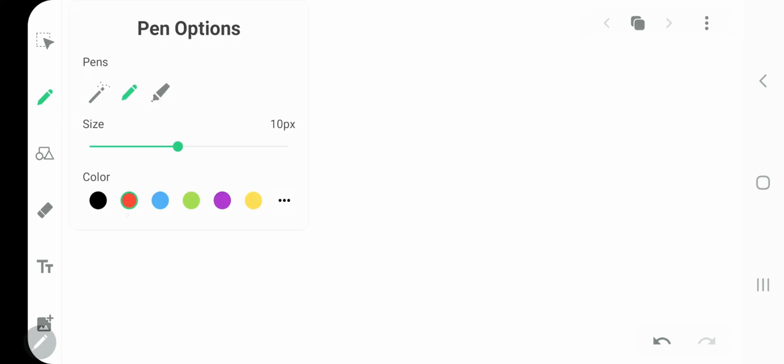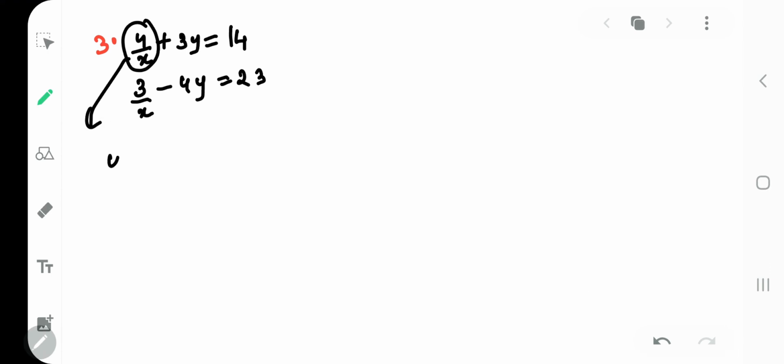Problem number 3. In problem number 3 we have 4 upon x plus 3y is equal to 14, and your other equation is 3 upon x minus 4y is equal to 23. Here also, if you notice, this is nothing but 4 into 1 upon x, and this is nothing but 3 into 1 upon x.